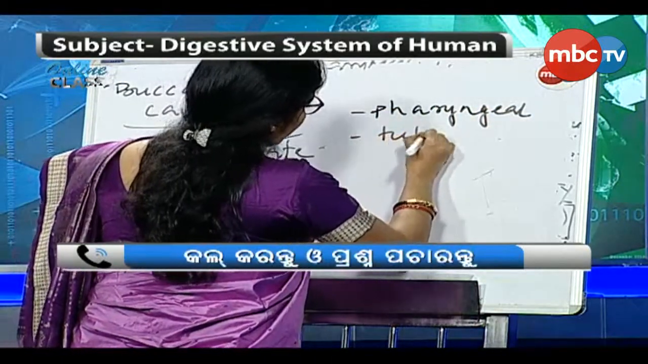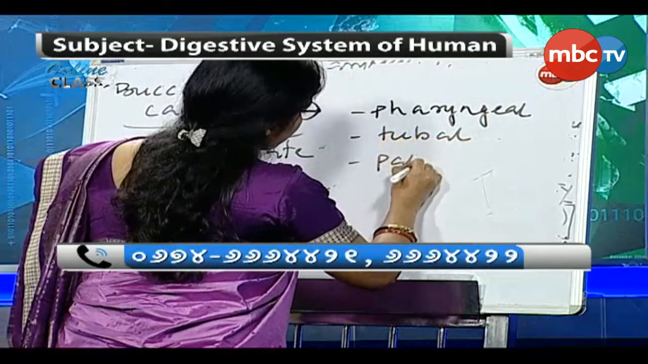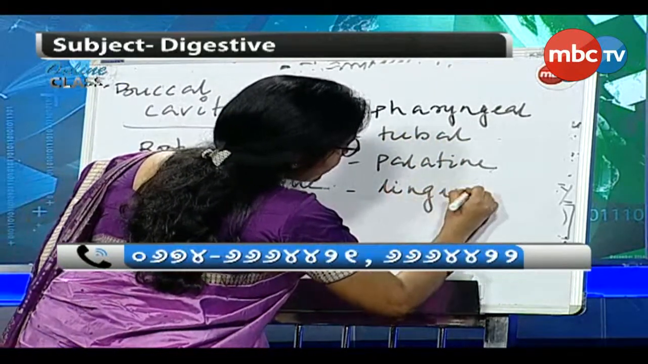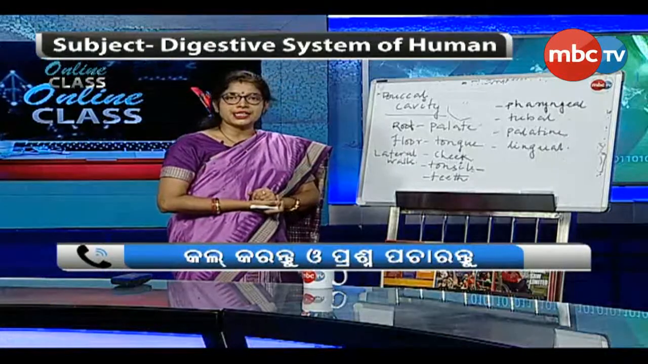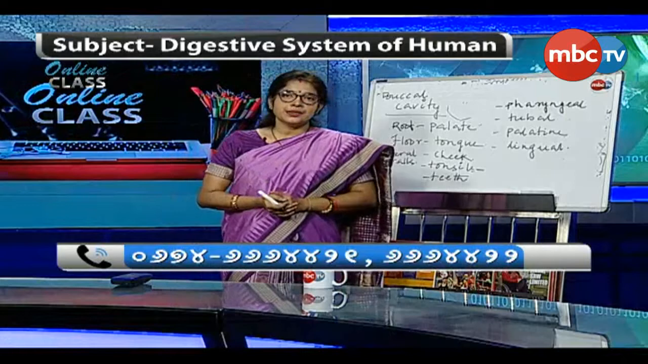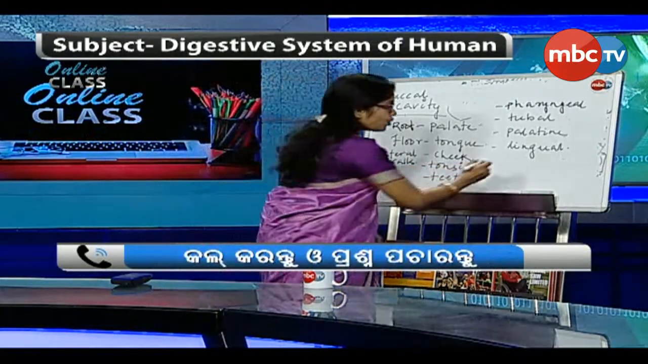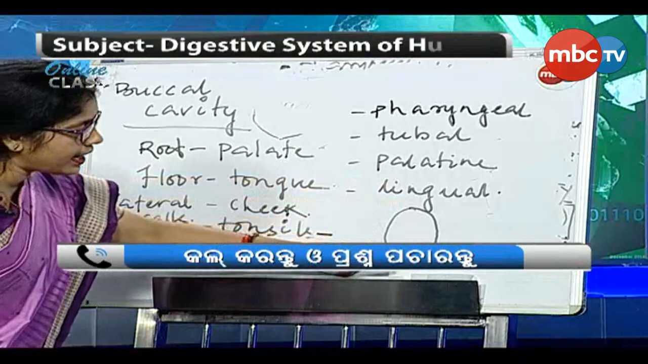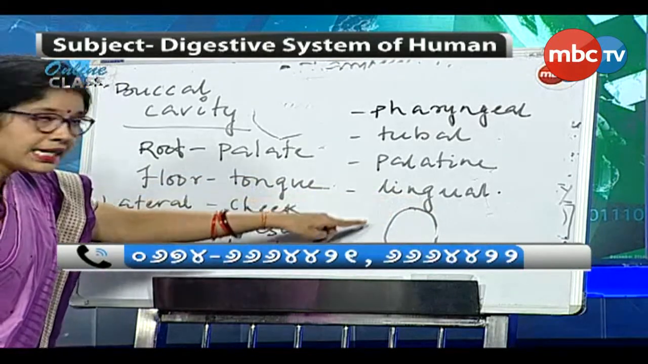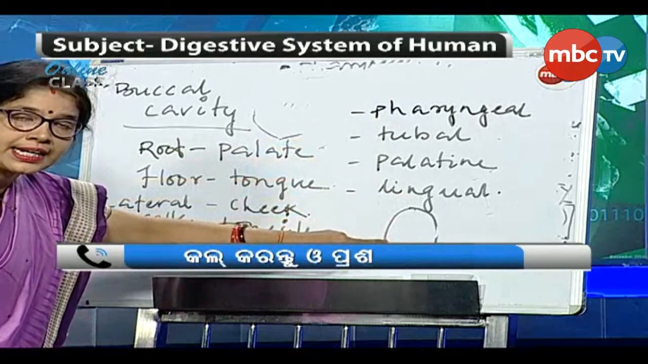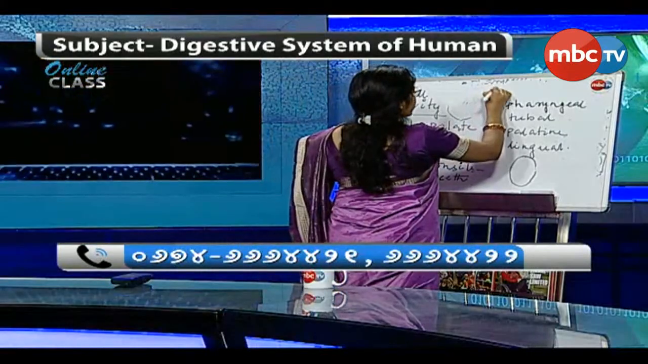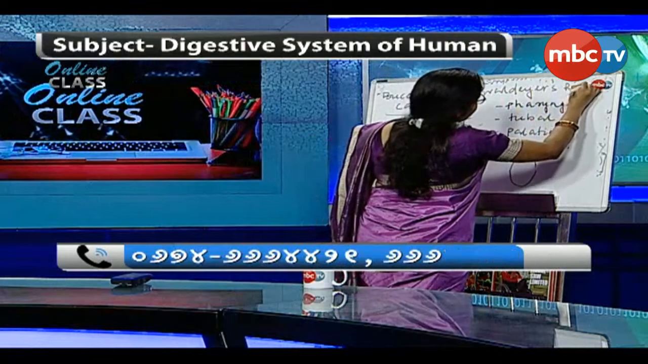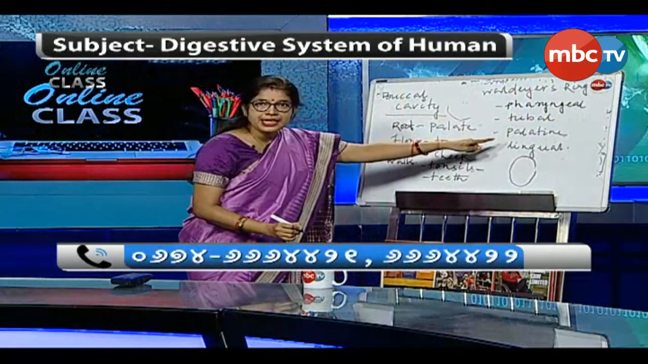Second one is tubal. Third one is palatine. And fourth one is lingual. So, these are the four different types of the tonsils which are present behind the soft palate. These four types of the tonsils are arranged in a ring-like manner, and the ring-like manner in which these tonsils are arranged is known as Waldeyer's ring. Waldeyer's ring is formed by the arrangement of the four different types of the tonsils.